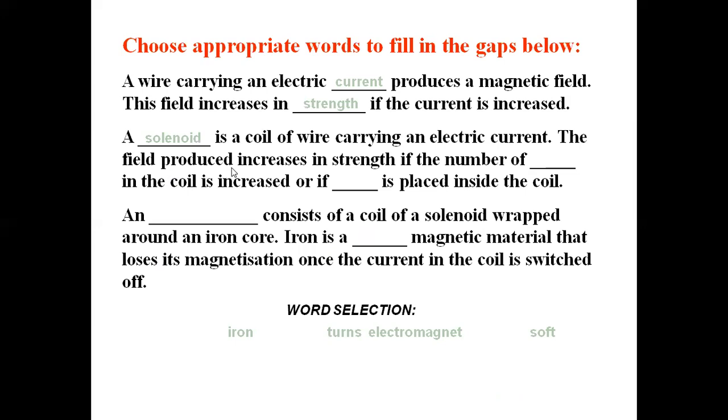The field produced increases in strength if the number of turns in the coil is increased or if iron is placed inside. You can increase the strength of an electromagnet by using an iron core because iron will be strongly magnetized. All the field lines will pass through the iron, so the strength of the electromagnet will increase. An electromagnet consists of a coil or solenoid wrapped around an iron core. Iron is a soft magnetic material that loses its magnetization once the current in the coil is switched off.